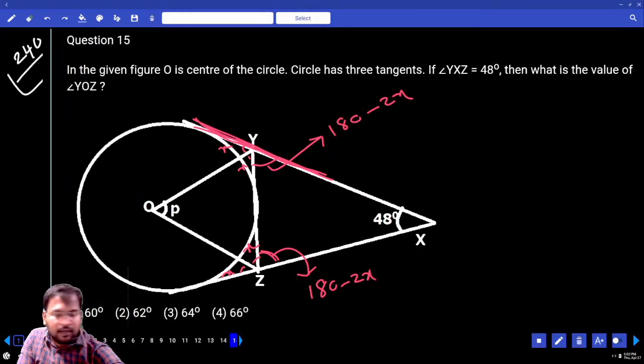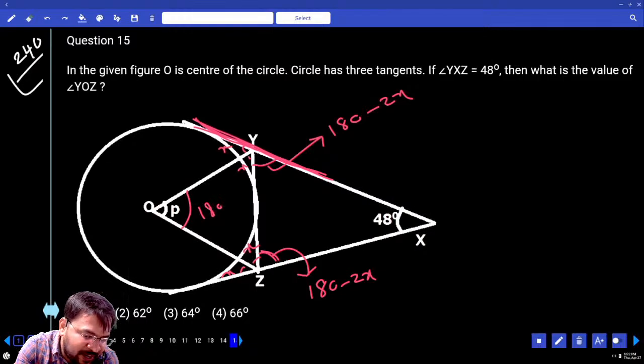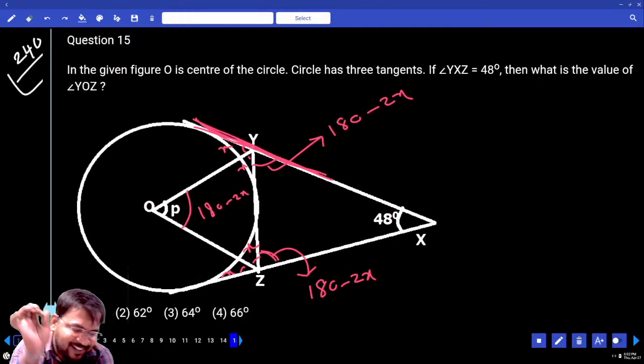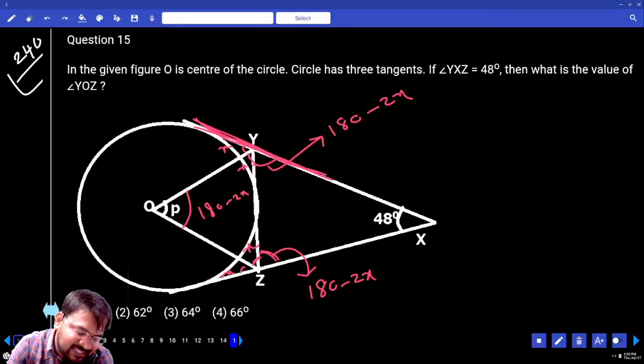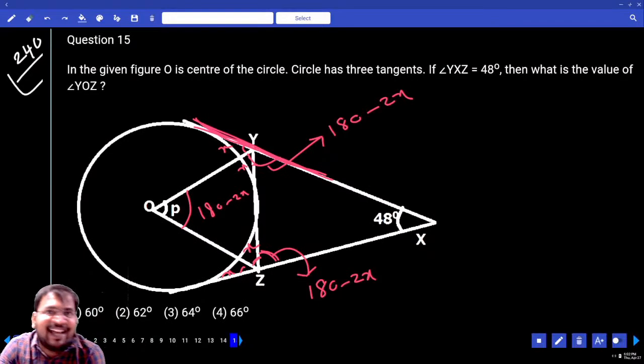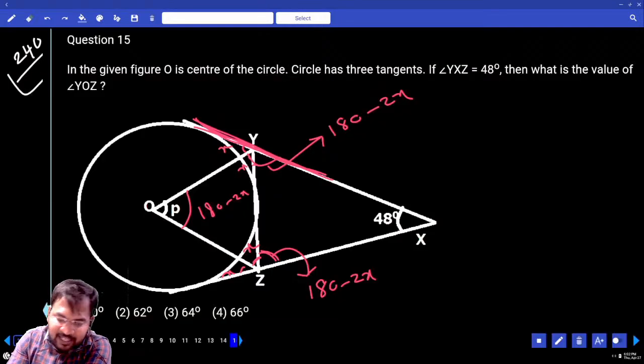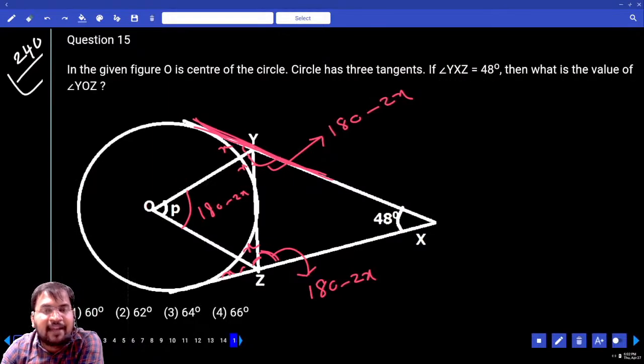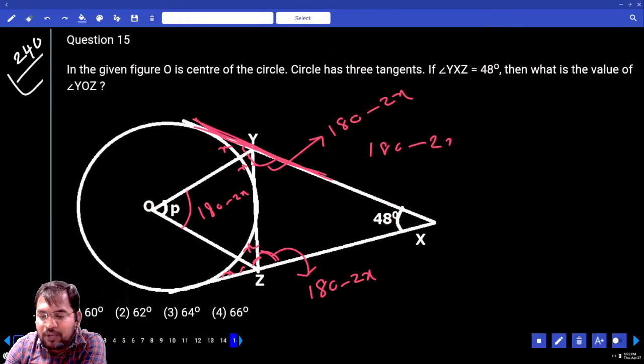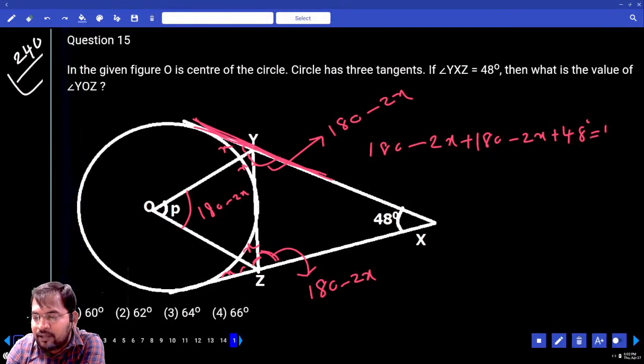Are you clear? Now look at here, all of you. This one is also 180 minus 2x. This is x, this is x. QYZ is a triangle. Now if you observe, YZX is also a triangle. Then the sum of the angles in a triangle is equal to what? 180 degrees. 180 minus 2x plus 180 minus 2x plus 48 is equal to how much?